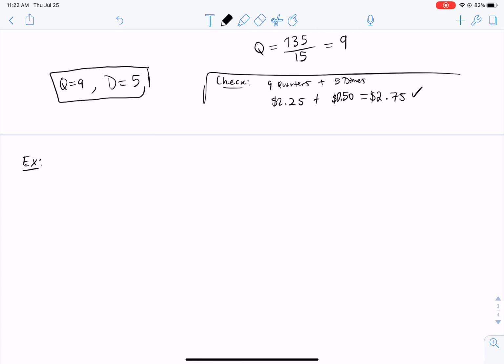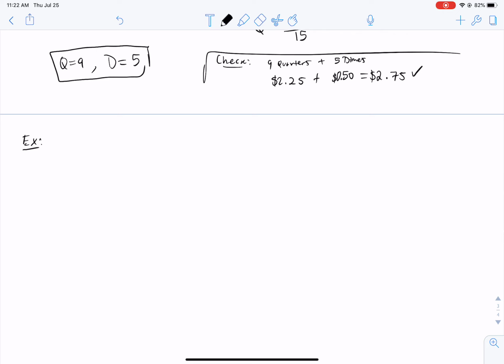So here is another example. Solve the system of equations, and suppose that I give you something with fractions, just to put fractions in them, like 1/2 x minus y equals 4, and say 3x plus 4y equals 5. Let's put 5 here.